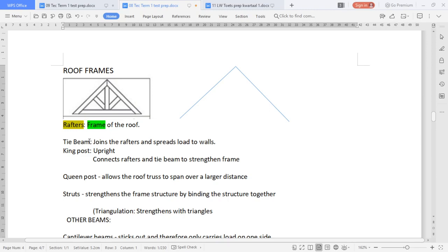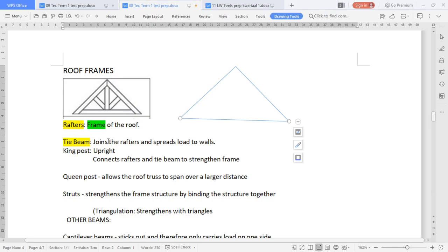Then we've got a tie beam. So the tie beam is the beam that joins the rafters together like this. It joins the rafters together like that. That is the tie beam.